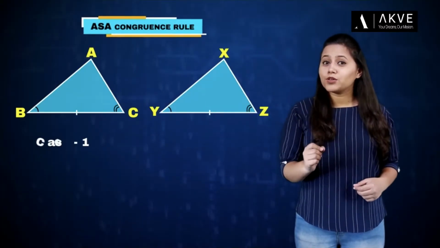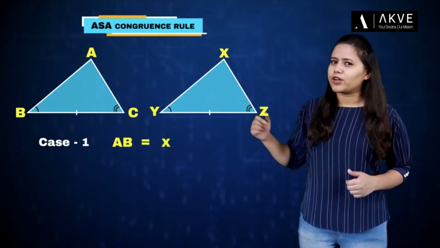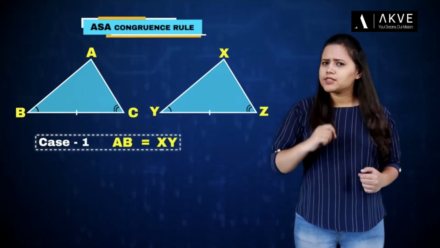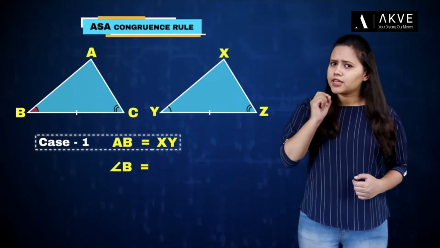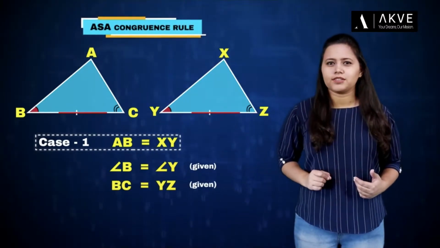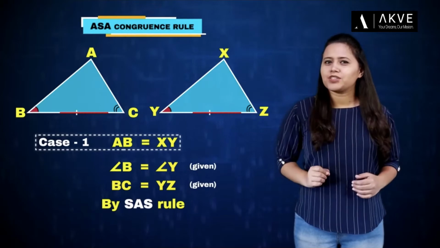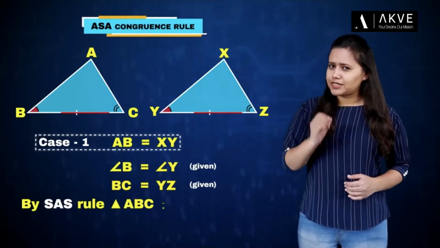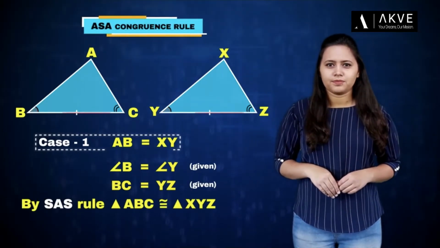Now let us assume that AB is equal to XY. Also, it is given that angle B is equal to angle Y and BC is equal to YZ. So, by SAS rule, triangle ABC is congruent to triangle XYZ.